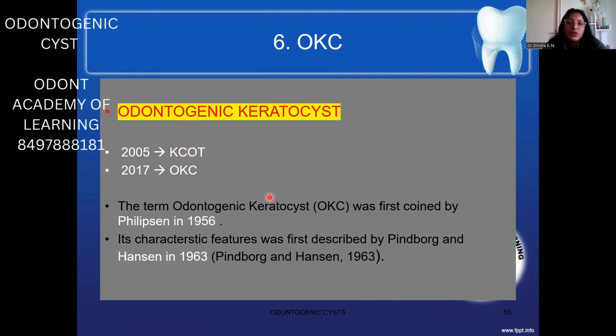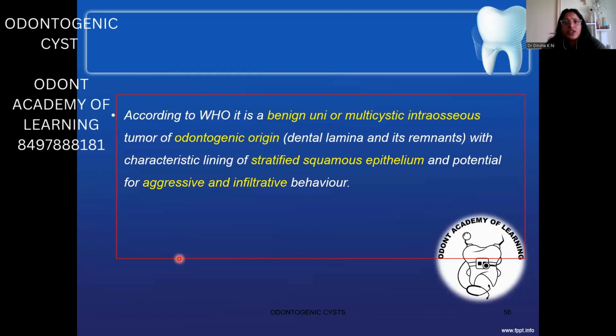The term OKC was coined by Philipsen in the year 1956. And the characteristic features of this lesion were described by Pindborg and Hansen in the year 1963. According to WHO, it's a benign uni- or multicystic intraosseous tumor of odontogenic origin. That is, in the earlier classification, it was considered an odontogenic tumor with a stratified squamous epithelial lining.